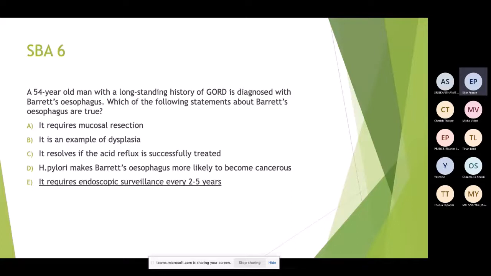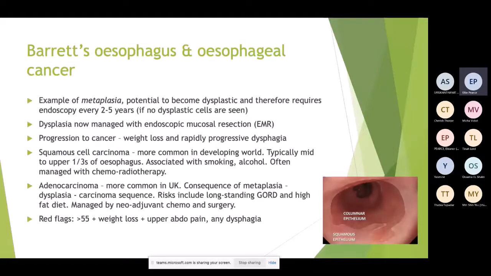Once you've got the metaplasia there, you either need to resect it endoscopically, but you do need to keep an eye on it, and it's usually every 2 to 5 years. If all we see is metaplasia, being a change in the type of cell, it's not necessarily a cancerous cell. However, if you see any dysplasia, cells that are showing features of malignancy, then we need to treat that. So the difference between Barrett's and esophageal cancer: Barrett's is considered to be a precancerous condition because you've got this change in cell type, metaplasia, which has a potential for dysplasia.